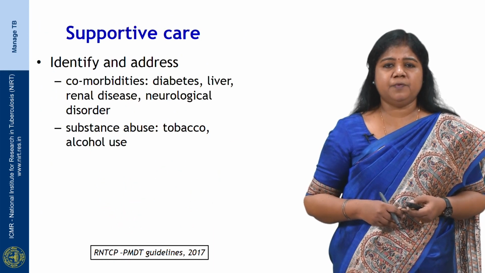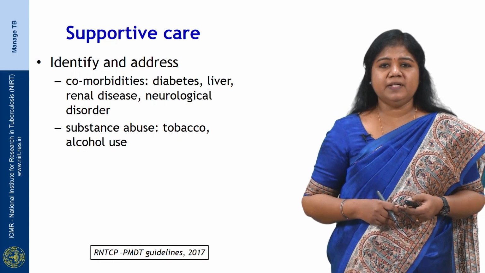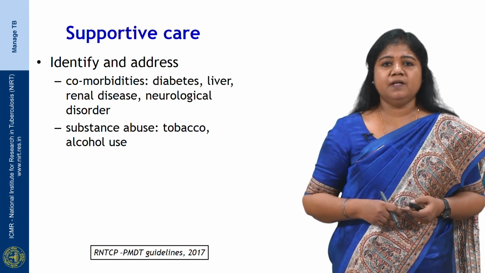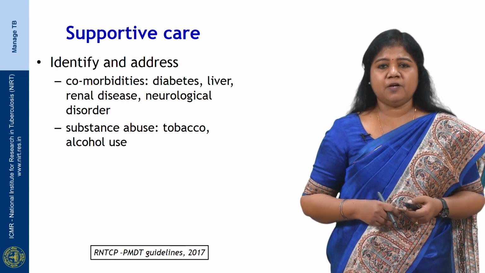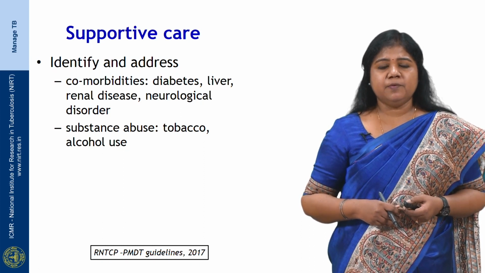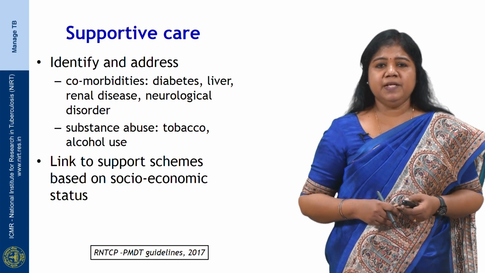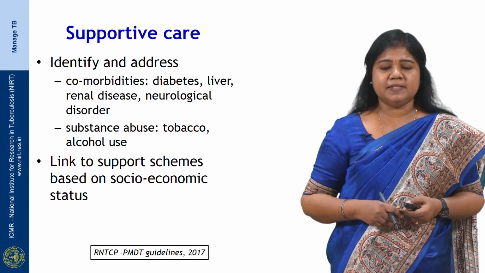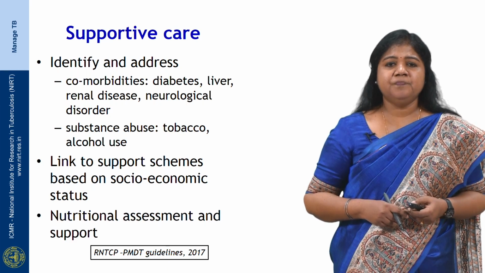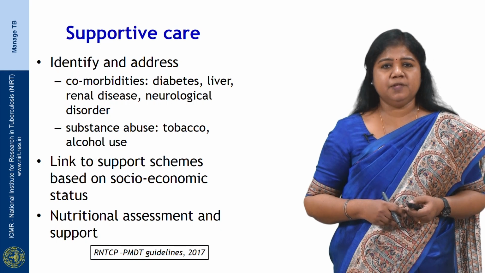Supportive care has to be provided, and it is very important to identify and address comorbidities like diabetes, liver and renal disease and neurological disorder. For substance abuse, which includes tobacco and alcohol use, appropriate counseling has to be given and interventions have to be planned accordingly. The patients have to be linked to support schemes based on socio-economic status because that plays a very important role in continuum of treatment. Nutritional assessment and support as applicable has to be provided to the patient.